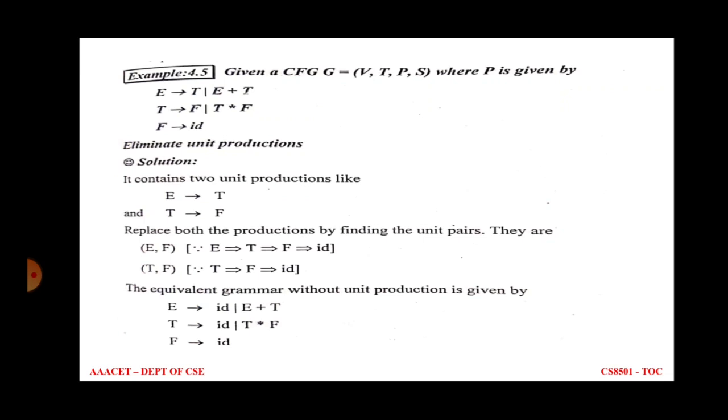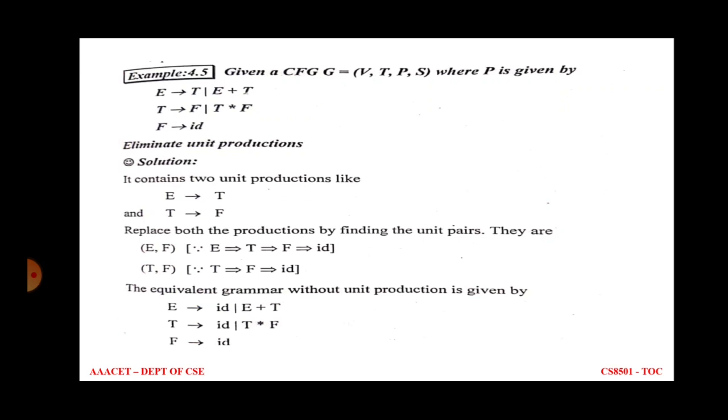For this, carefully watch. Capital E tends to capital T. So we can go for the capital T production. Capital T produces capital F. So we can go for capital F. Capital F produces ID. So here ID is the terminal symbol. So for capital T we can substitute ID.